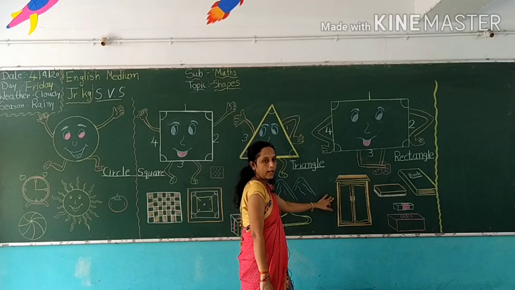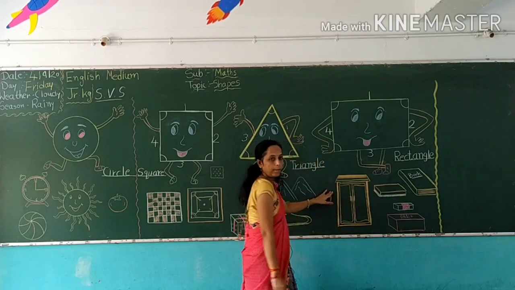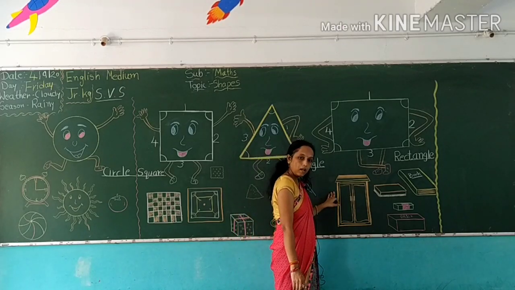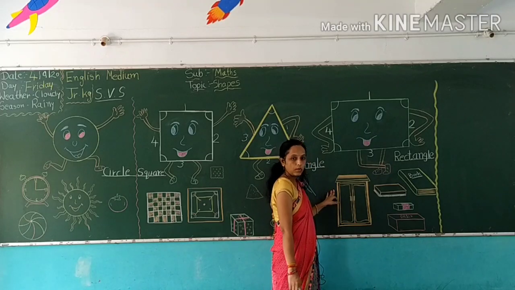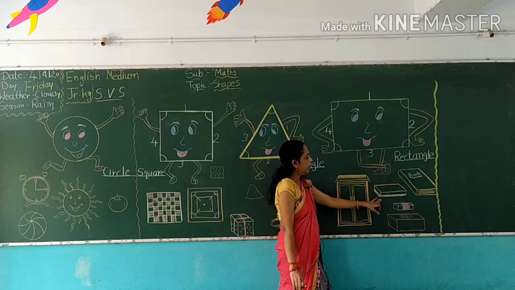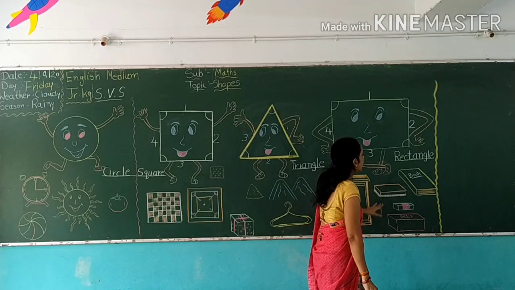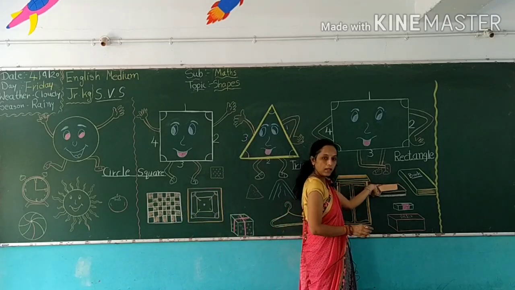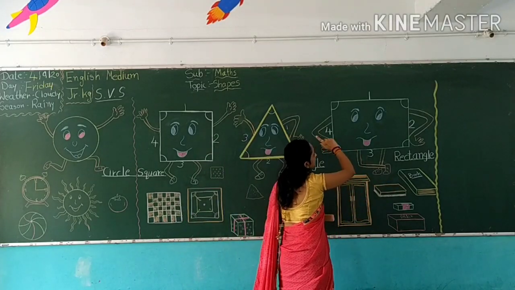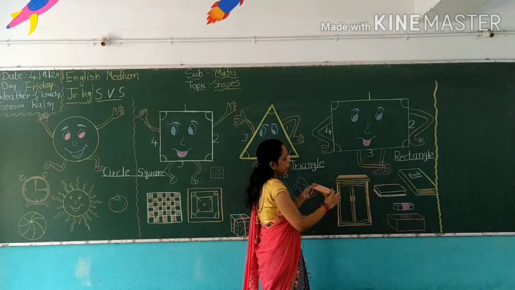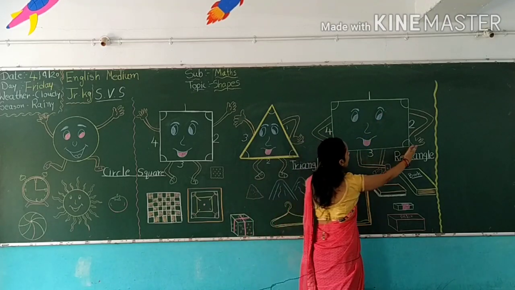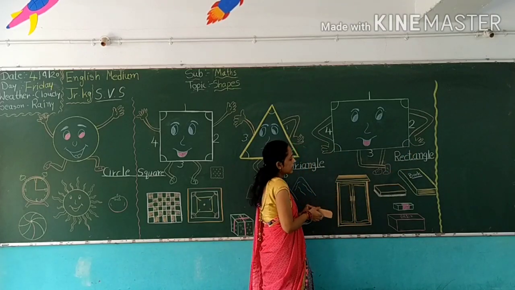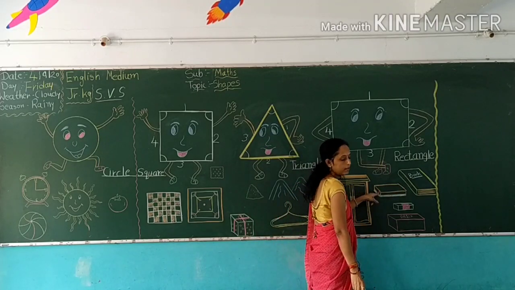Okay. And look here. Here I drawn some examples. So what is this? Tell me. Yes, this is a cupboard. The cupboard is also in rectangle shape. And what is this? This is a duster. It has 2 sides long and 2 sides short. And duster is rectangle shape.